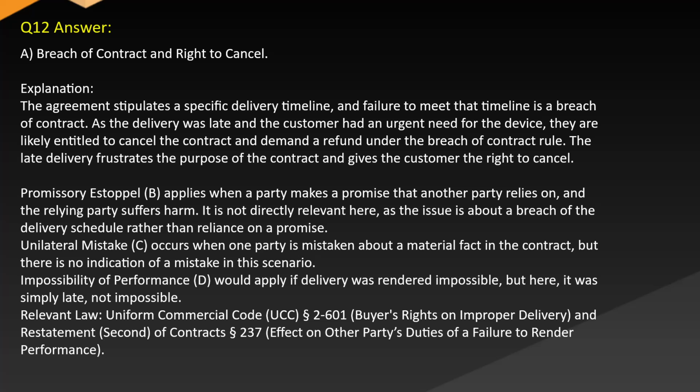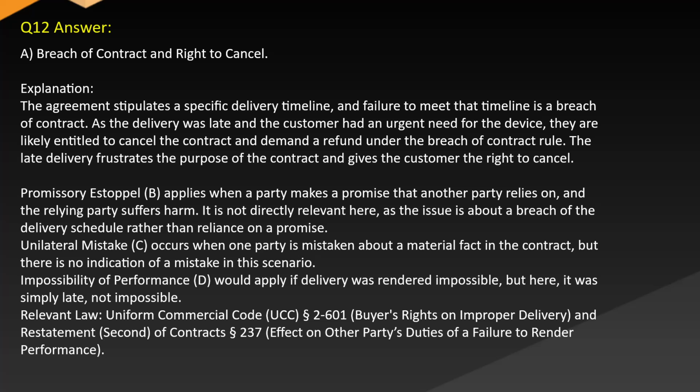Promissory estoppel, B, applies when a party makes a promise that another party relies on and the relying party suffers harm. It is not directly relevant here, as the issue is about a breach of the delivery schedule rather than reliance on a promise. Unilateral mistake, C, occurs when one party is mistaken about a material fact in the contract, but there is no indication of a mistake in this scenario. Impossibility of performance, D, would apply if delivery was rendered impossible, but here it was simply late, not impossible.